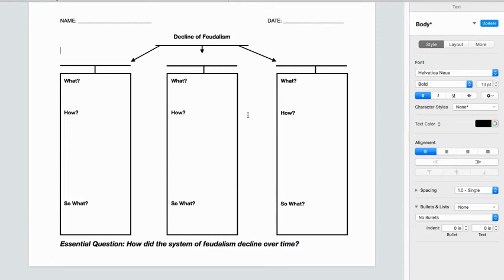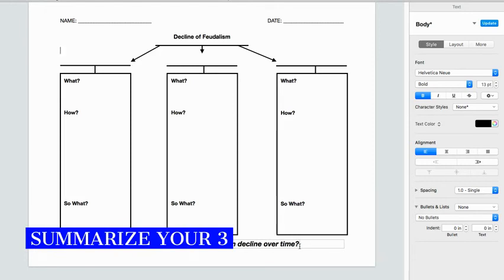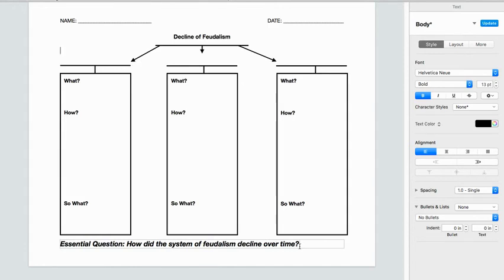Now, you'll notice that there's an essential question here at the bottom of your page. This essential question is going to be the essay you are writing for the final exam. What you've just done is collect all of your information into one location, and now we need to figure out what our essay will look like. Obviously the system of feudalism declines because of the plague, the political changes that happened, and the Hundred Years' War. The question is, what specifically about those 3 events leads to feudalism as a system going away?